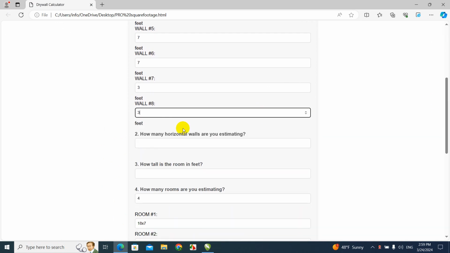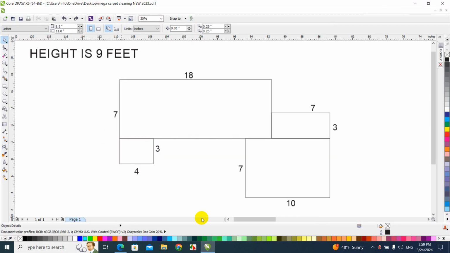Now we're gonna focus on how many horizontal walls you are estimating. All right, now let's do the horizontal.